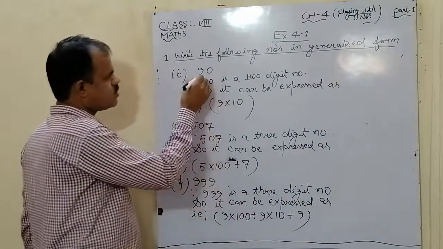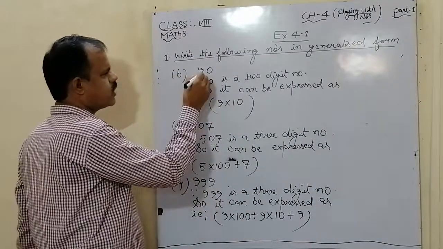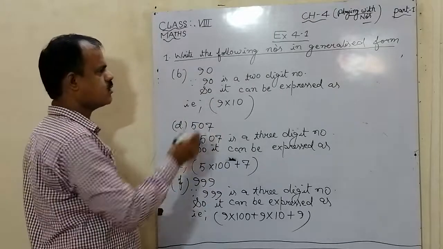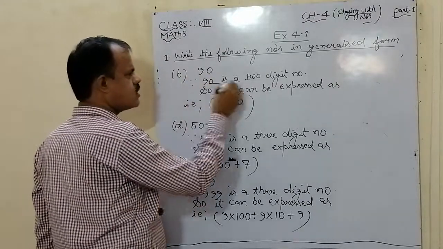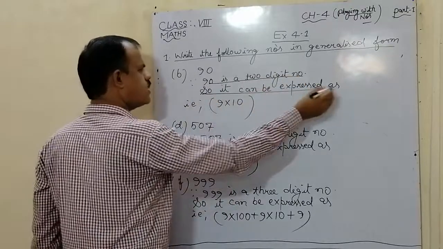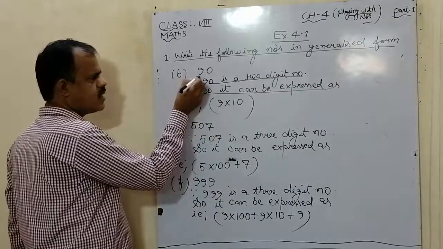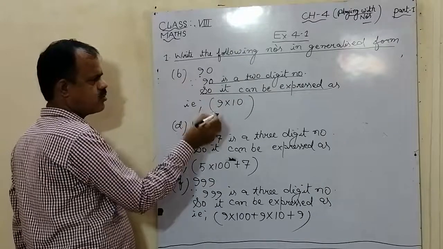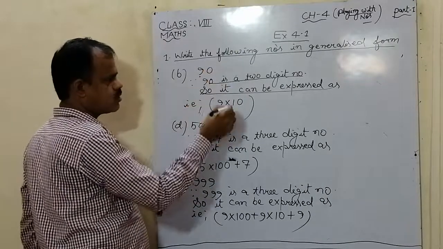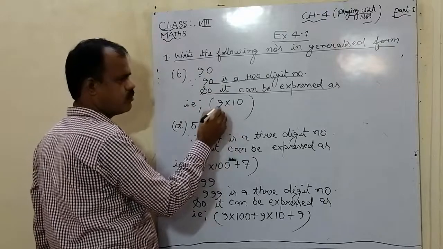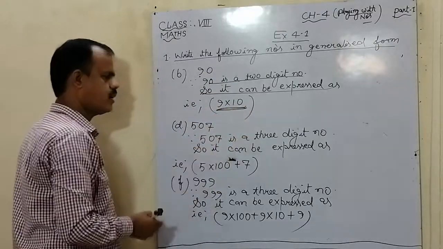So see here students, the number is 90, a two digit number. This is ones place and this is tens place. So 90 is a two digit number, so it can be expressed as this 9 is at tens place, so we write 9 into 10. At unit place 0 is there, that's why we write simply 9 into 10.